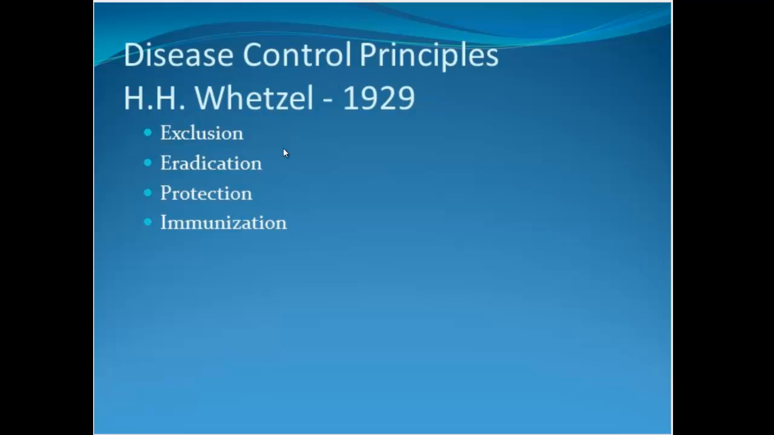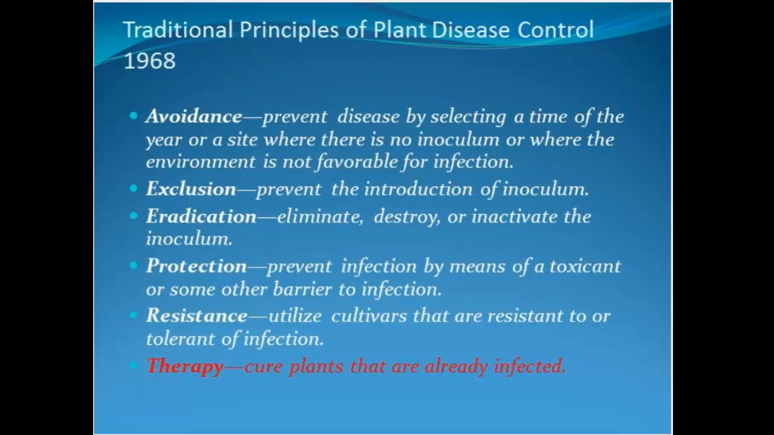Before we start that, we've got to go back, and all of these different things that we're going to be talking about relate back to, in 1929, a gentleman named Wetzel developed 4 disease control principles that were exclusion, eradication, protection, and immunization. We don't use the same language as they did in 1929, so those have been updated. And now we talk about 5 principles. They are avoidance, exclusion, eradication, protection, resistance, and therapy.